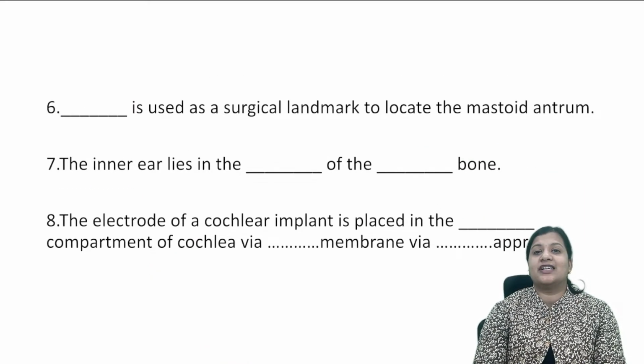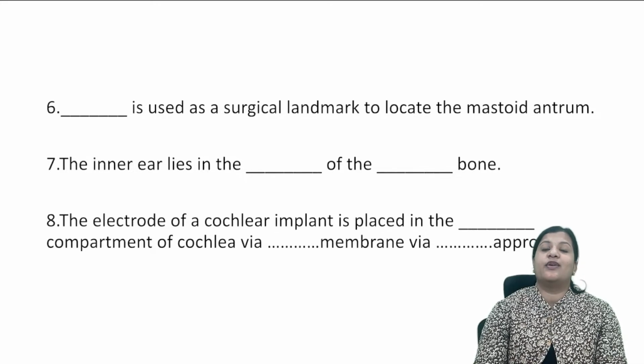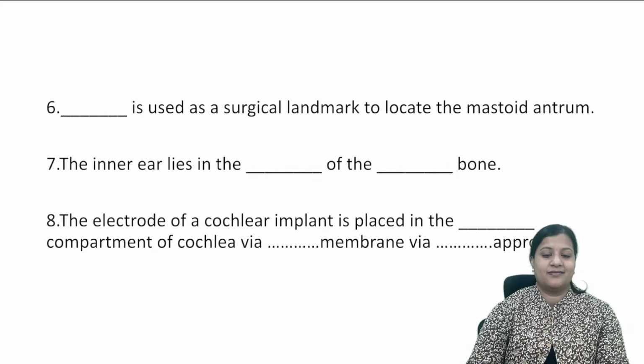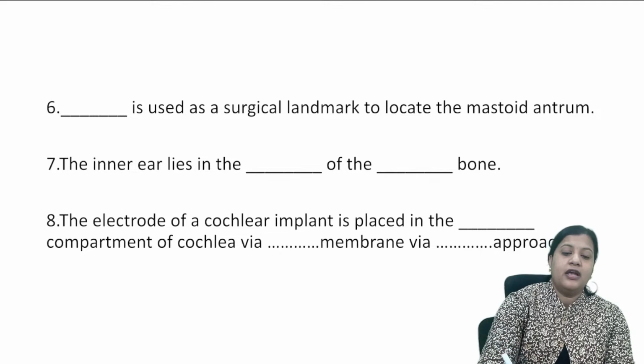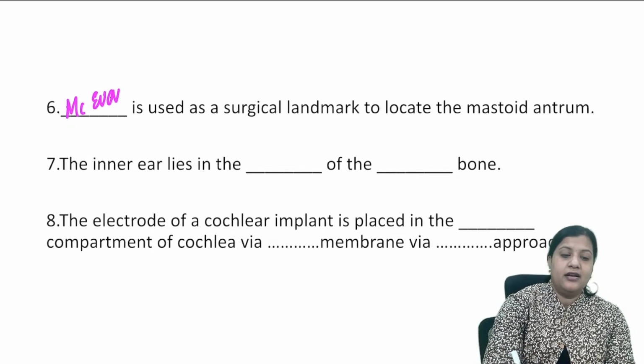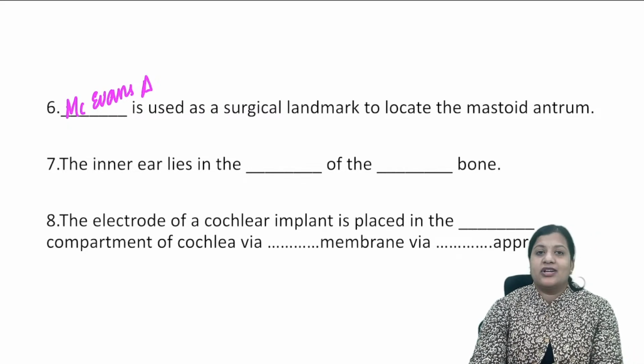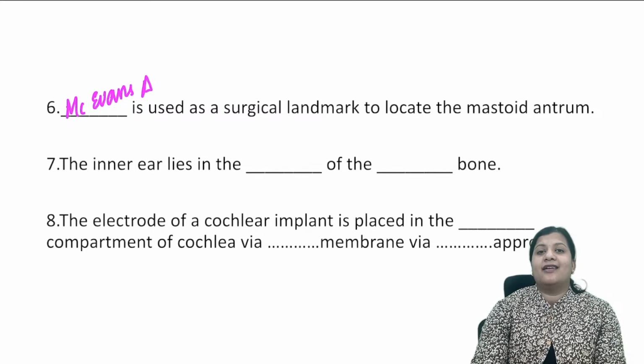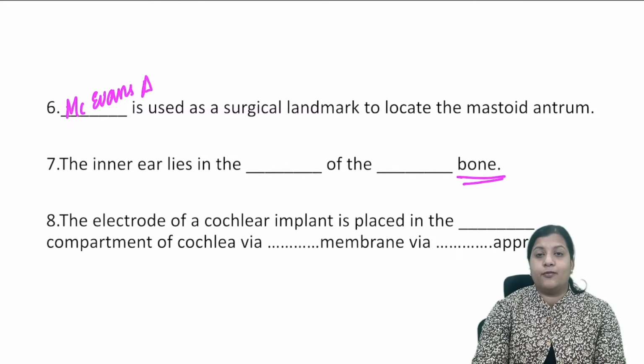Dash is used as a surgical landmark to locate the mastoid antrum. So what do we use to locate the mastoid antrum? Quick, quick, quick. I'm waiting for all of your answers. Yes, very good. The MacEwen triangle is used as a surface landmark for locating the mastoid antrum. Now, where does the inner ear lie? We know that it lies in which bone, but what is the name of that bone, and specifically which part of that bone?